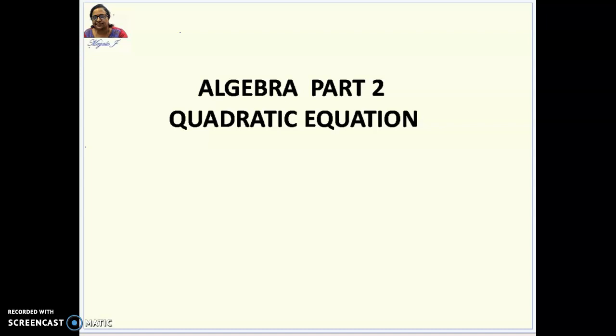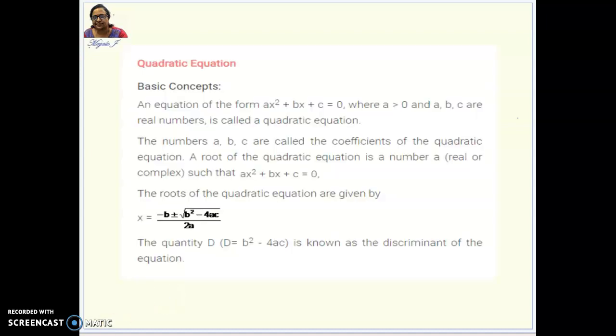Hi, this is Meghla. I'm going to start today with algebra part 2, that is quadratic equation. Last class I did the linear equation, and now we are going to start with this one. Last class I explained clearly what is linear and what is quadratic or cubic equation. So let me just revise once again.